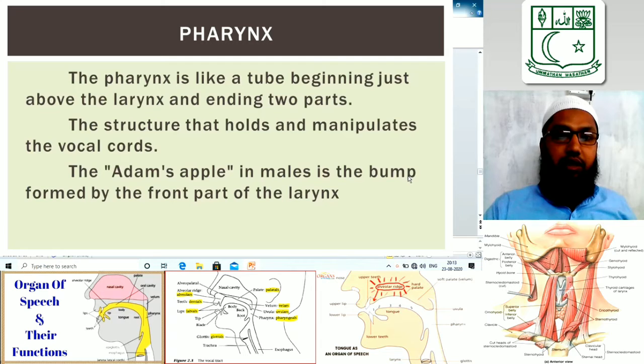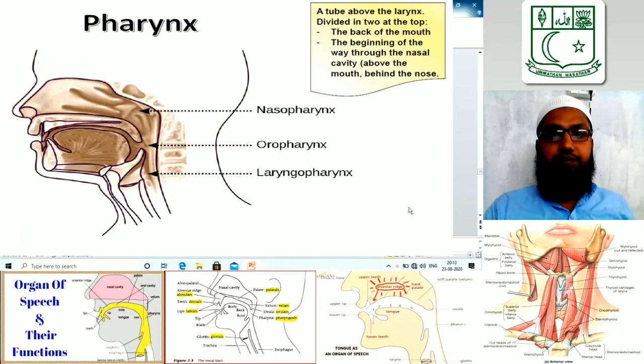Then we have the pharynx. The pharynx is like a tube beginning just above the larynx and ending in two parts. The larynx is the structure that holds and manipulates the vocal cords, and the Adam's apple in males is the bump formed by the front part of the larynx. You can see the Adam's apple here. This is the structure of the pharynx.